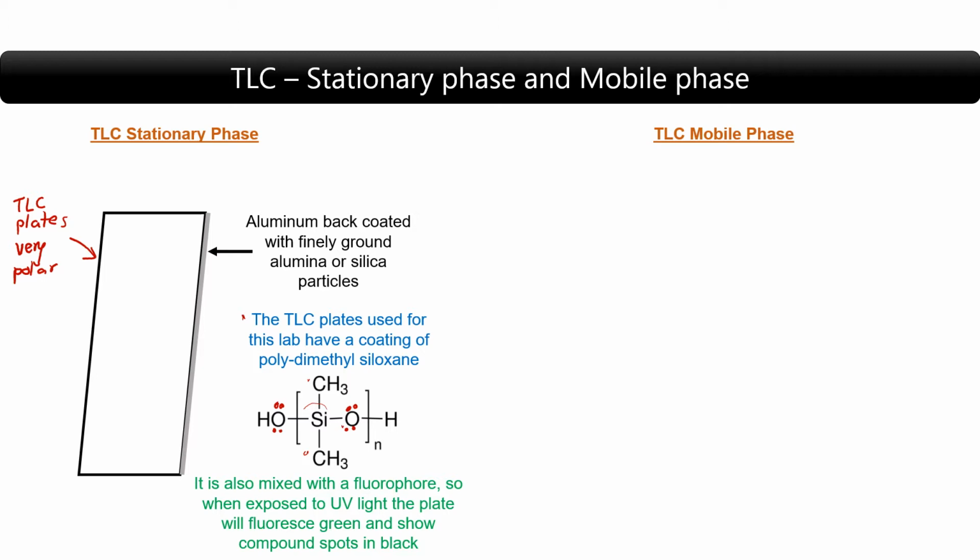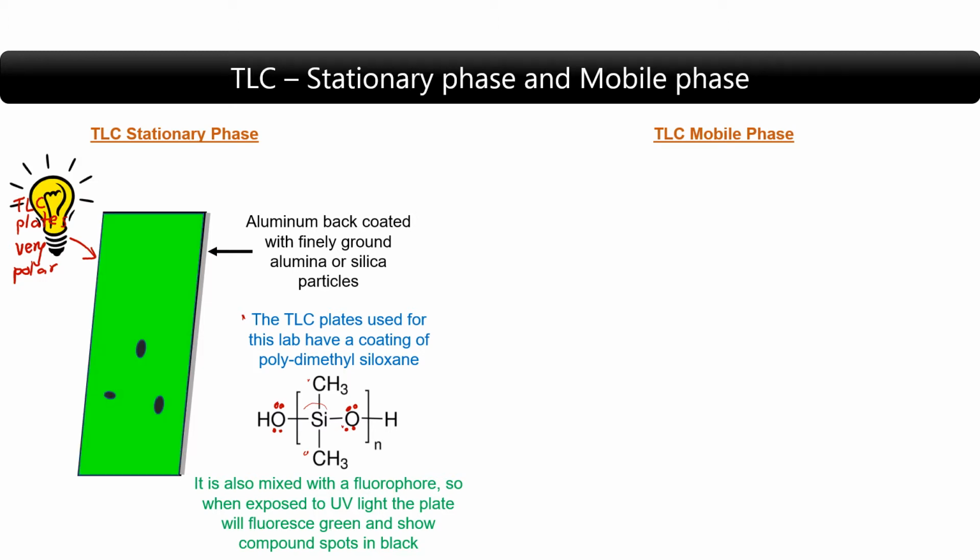This material is also mixed with a fluorophore, so when we expose it to UV light, the plate will fluoresce with a green color, and if we have any compounds spotted on the plate, we would be able to visualize them as dark spots.